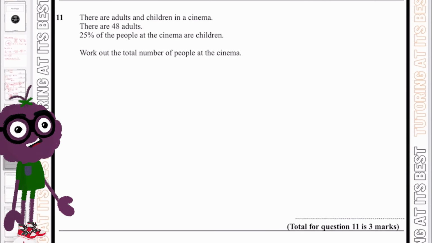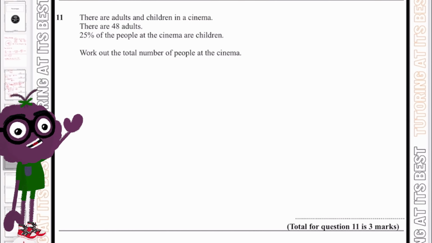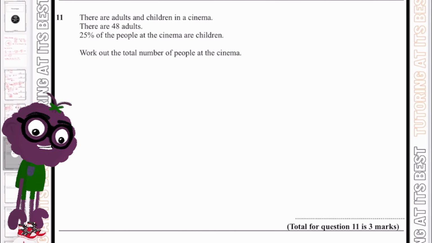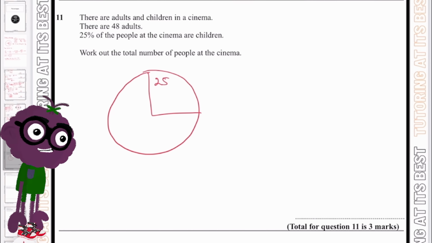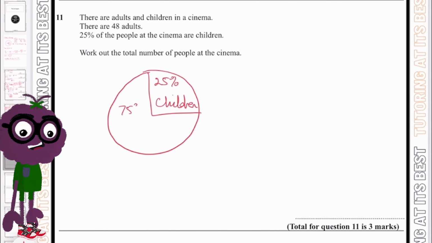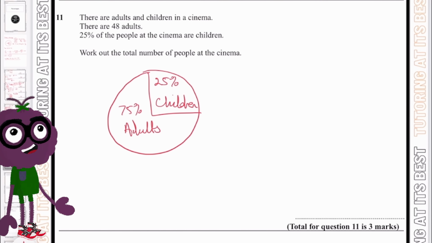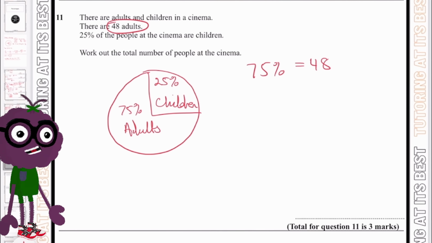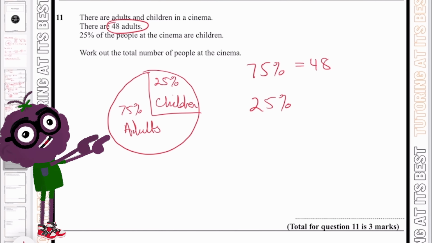Question 11. There are adults and children in a cinema. And there are 48 adults. And 25% of the people at the cinema are children. So if we have 100% and we have 25% being children, then we know that 75%, which is the remainder, must be adults. And they've told us that there are 48 adults. So 75% equals 48.